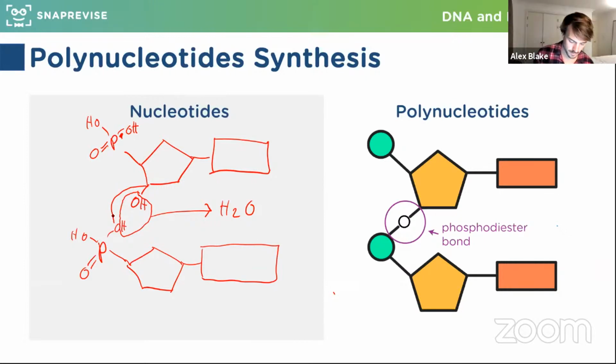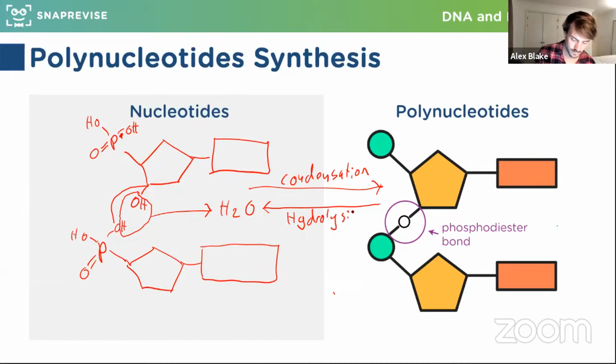So if we say these are the nucleotides, this is our polynucleotide. Going this way would be condensation, and going this way would be our hydrolysis reaction. Everybody happy with that?